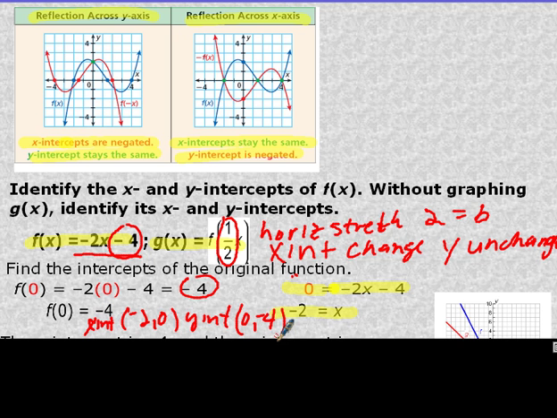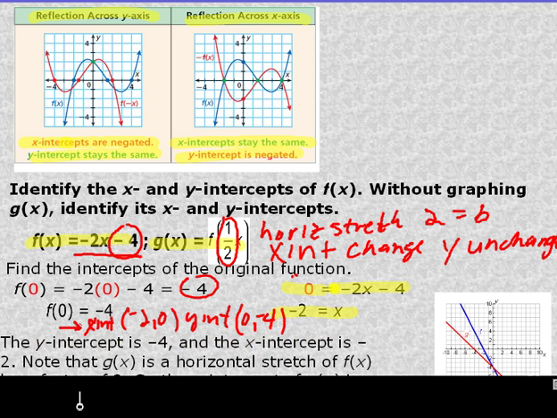So the horizontal stretch changes this one only, and it's going to multiply by 2. So what we're going to do to get our new ones, let me get a different color here. Our new x-intercept is going to be -2 times 2, 0, which is going to be -4, 0.